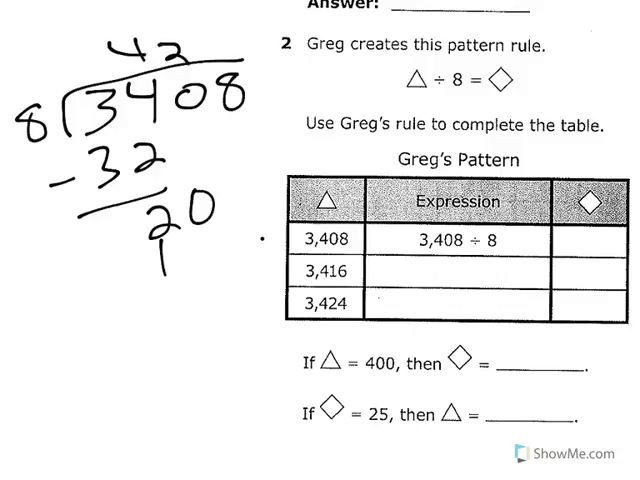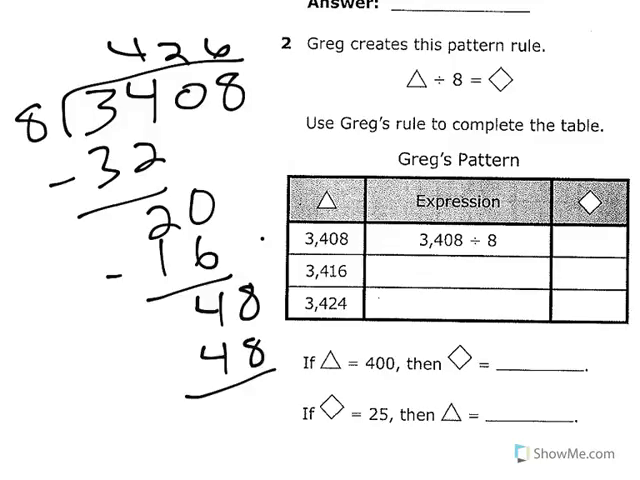8 times 2 is 16. Subtract, you get 4. Okay, then we go ahead and bring down the 8. 8 goes in 48 6 times, and 8 times 6 is 48. And you get 0. So that means 3,408 triangles is going to be 426 of the squares, rhombuses or whatever. 426. Okay.